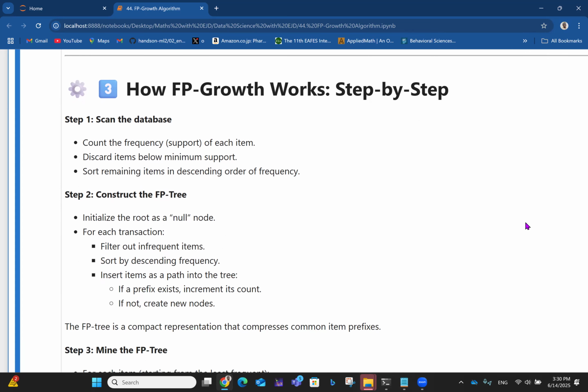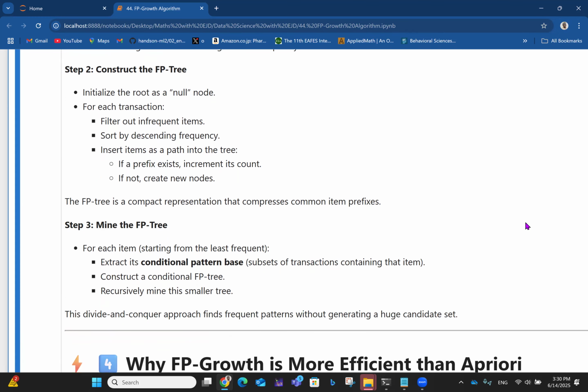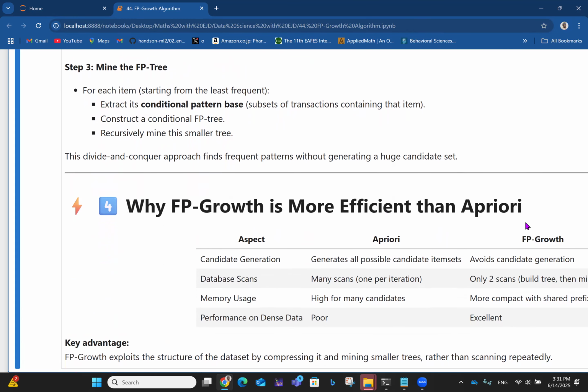So the next thing is how frequent pattern growth works step by step. First of all, you scan the database. So count the frequency or support of each item, discard items below minimum support, and sort the remaining items in descending order of frequency. Then step two, you construct the frequent pattern tree where you initialize the root as a null node. Then for each transaction, you filter out infrequent items. Then you sort by descending frequency and insert items as a pattern into the tree. If a prefix exists, increment its count. If not, create new nodes. The FP tree is a compact representation that compresses common item prefixes. So you just focus on the common items and not worry about the item sets.